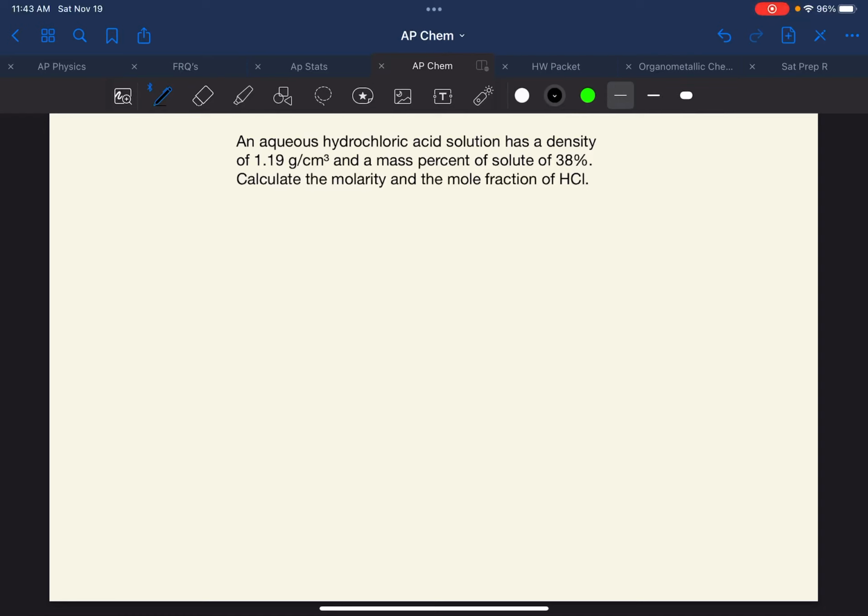Hey guys, today we are going to be doing a Chapter 11 Properties of Solution problem. It's sort of like a recap of what we learned in the earlier chapters. Let's get straight to it.